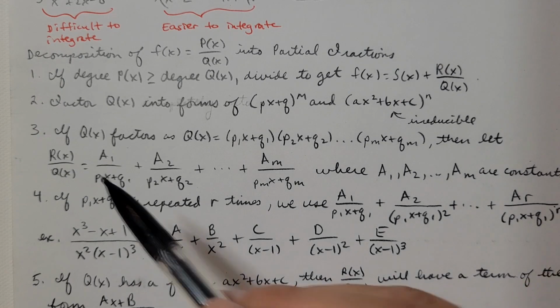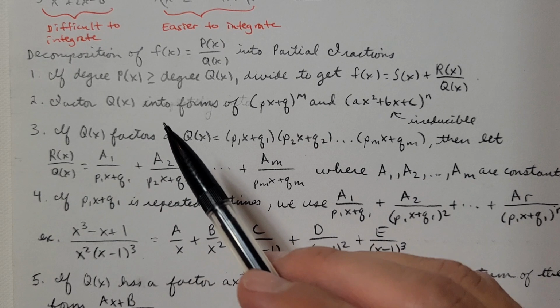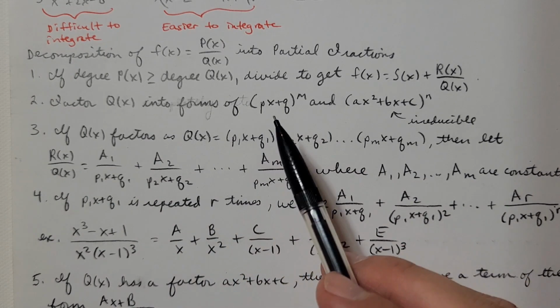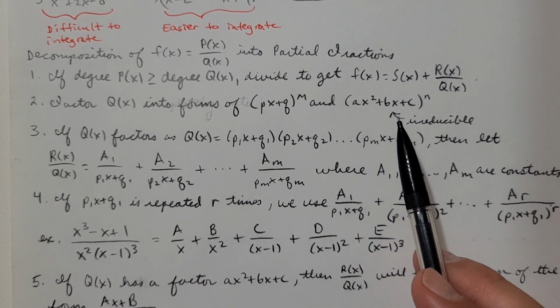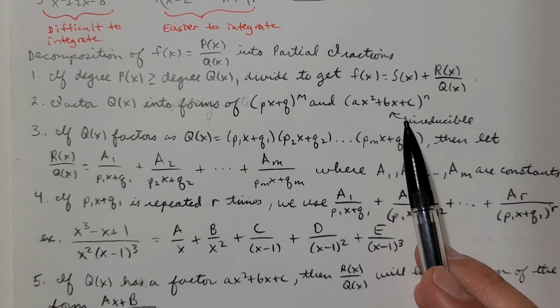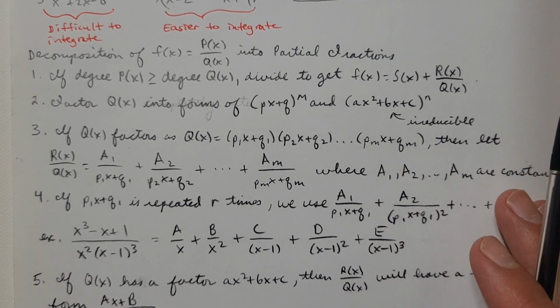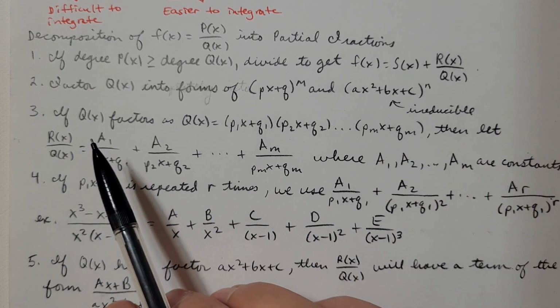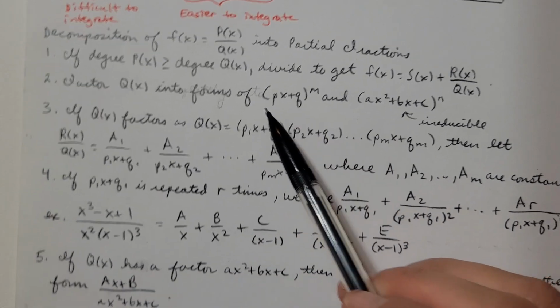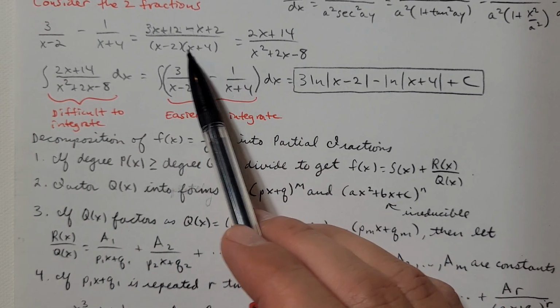Step 2, you're going to factor the denominator into forms that are either linear forms or quadratic forms. This quadratic here is irreducible, so it means that it doesn't factor further. Just like what we did here, where we factored the denominator.